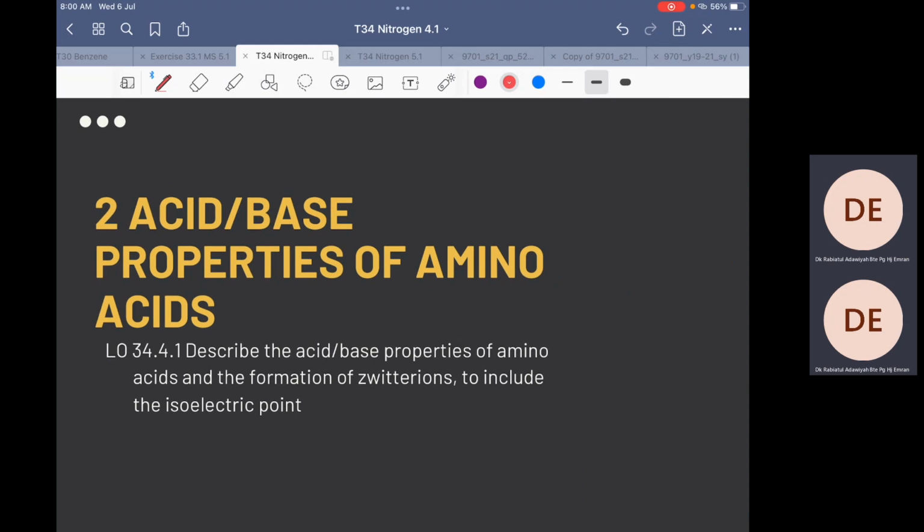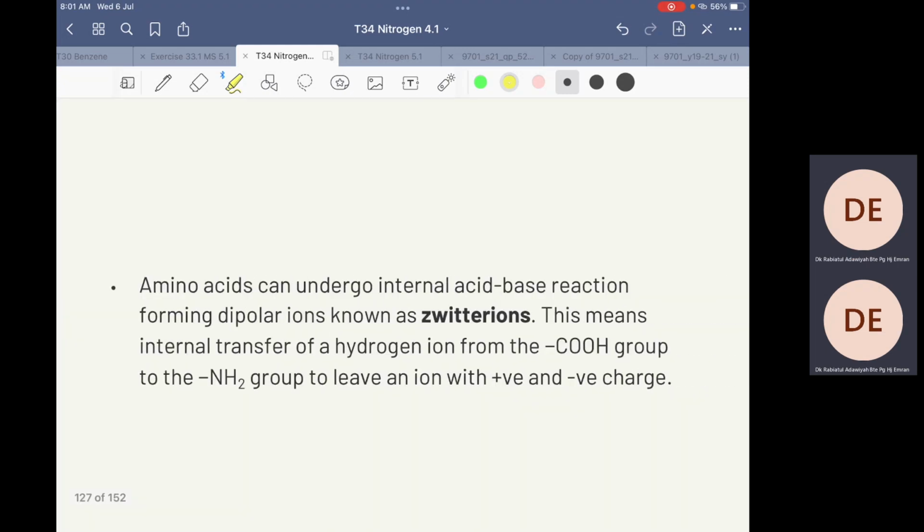Now, the first learning objective, I think this is the only learning objective for amino acids, is to describe the acid-base properties of amino acids and the formation of Zwitterions. Have you heard of the term Zwitterions before? Oh, so you don't learn Zwitterions. To include the isoelectric point. What about isoelectric point in bio? Have you heard of that? No, okay. So two new terms that we are going to look at for amino acids.